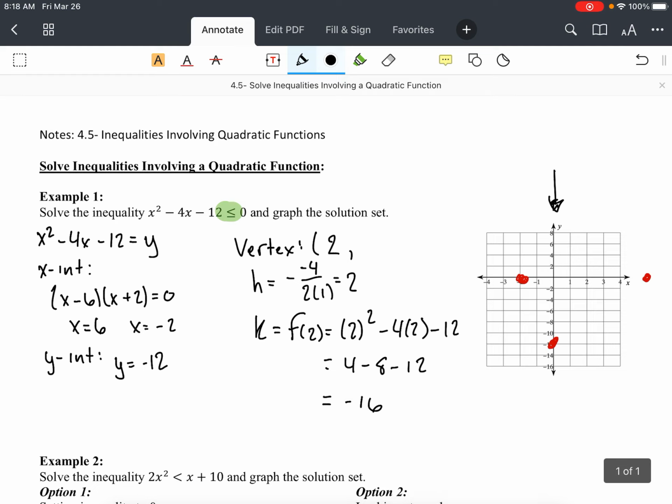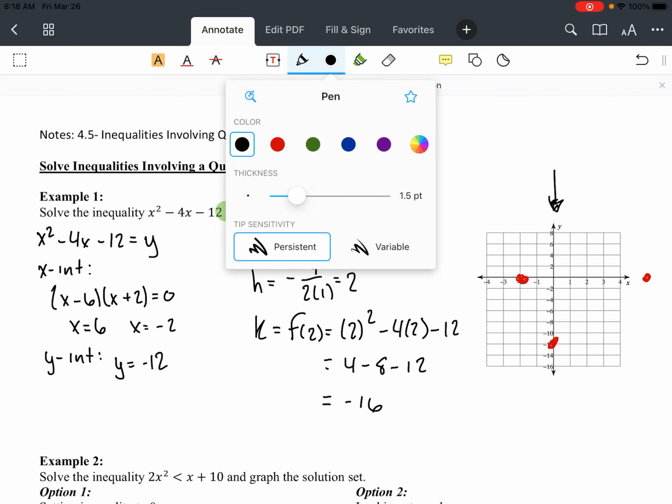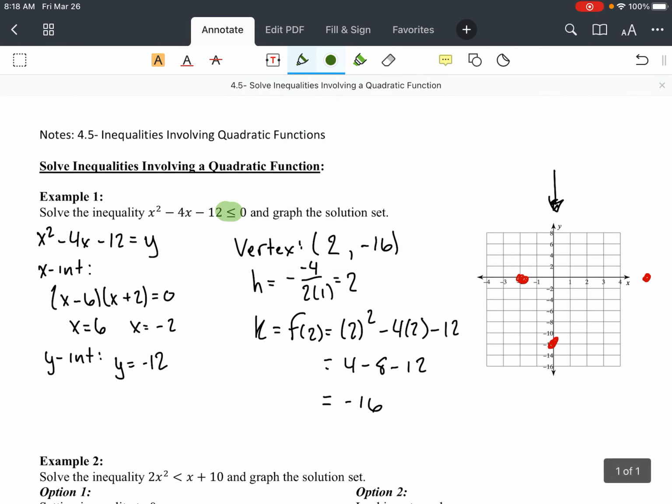Okay, and so I'm going to plot the point of our vertex. We'll do this one in green. So it's positive 2, down 16, and we get it right there. All right, so I can put a couple of other points because I know that this is my axis of symmetry. So I know that this point can mirror over here, and I can draw my graph. And this is about as accurate as we want to make it. Okay, so we're taking a look at this.